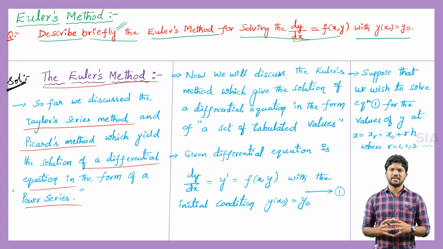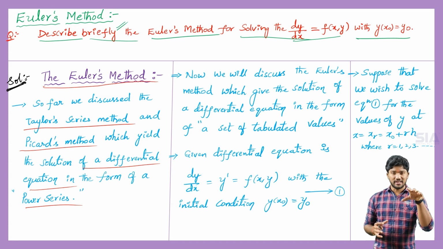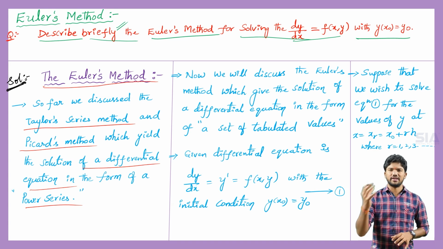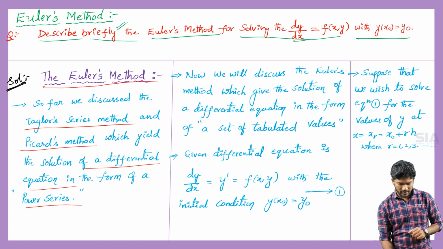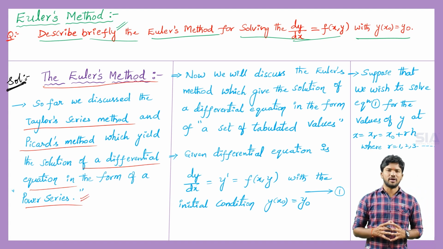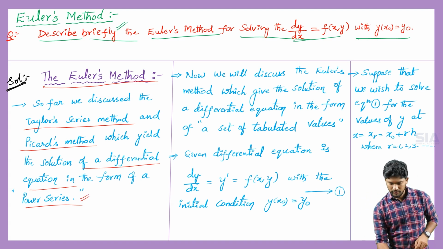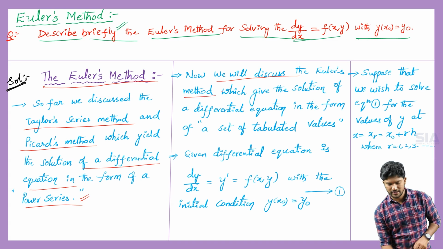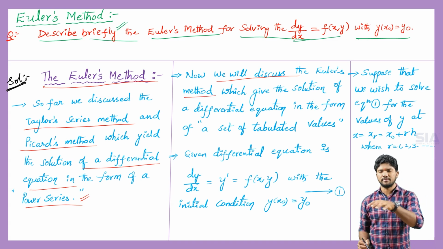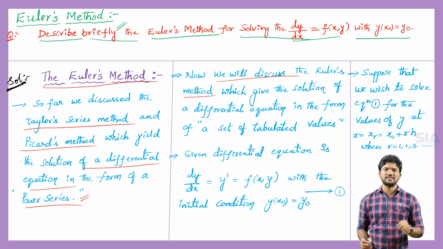Whenever you solve a differential equation by using these two methods, the exact solution y of x is in the power series in the variable small x. Now we will discuss the Euler's method. Now we are discussing another method, that is the third method out of four methods. So this Euler method is the third method.